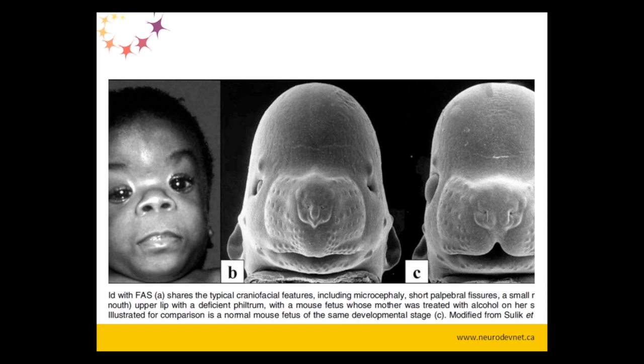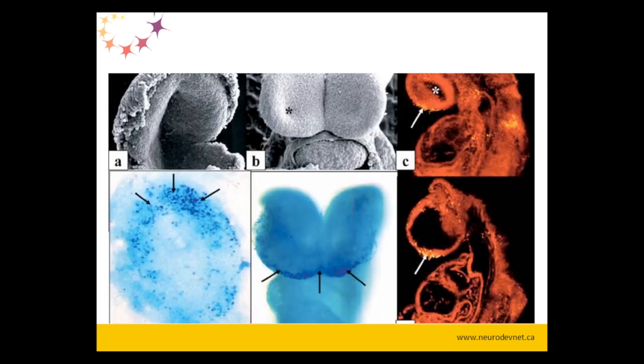Next slide. What I should point out is that the slides Dan showed are work from Kathy Sulik's lab at the University of North Carolina. Dr. Sulik has done incredibly powerful work demonstrating how animal models can be used to recreate both the facial dysmorphology and the brain injury that characterizes FASD.